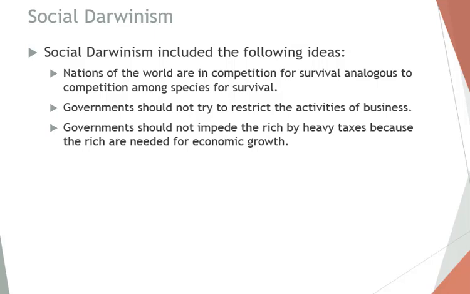on the market. That's an idea of social Darwinism also, and that government shouldn't impede the rich by heavy taxes because the rich are needed for the economy. Again, that's really more political, but that is the Darwinism idea. The idea is that if you stifle competition by making the people that do the best pay 80% or 90% of their money to the government, then people are not going to have the incentive to do well.